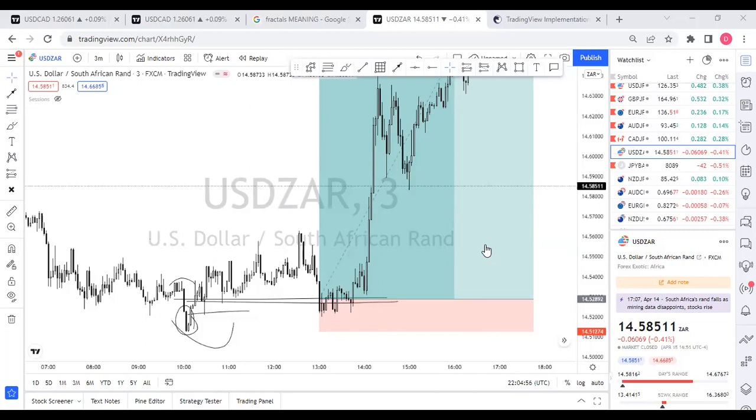So like I said, price may not always come back. Oh, the meaning of the X on my chart is just liquidity sweep. That's just it. Just liquidity sweep, guys. Nothing serious. All right. So this is how it's done.